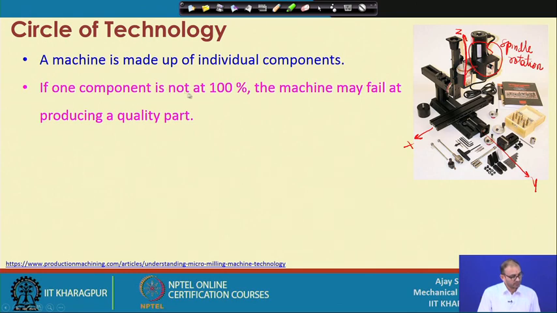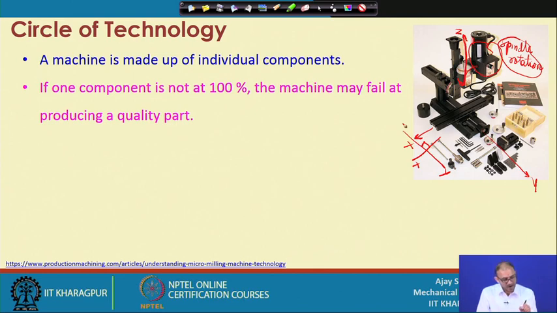So, if one component is not at 100%, the machine may fail at producing quality parts. Now, consider that everything is working fine, but the z axis of the spindle is not up to the mark. Suppose you have some backlash here, that means you want to move 10 millimeter down, but it is moving 9.54 or 10.5 or something like that, then it is creating a problem. If everything is fine, but you are not rotating the spindle up to the required RPM, then it is creating a problem. If the z axis is working fine, but you have an issue with the perpendicularity between the x and y axis, then it is a problem. You want to do a straight cutting, but you are getting an inclined cutting.